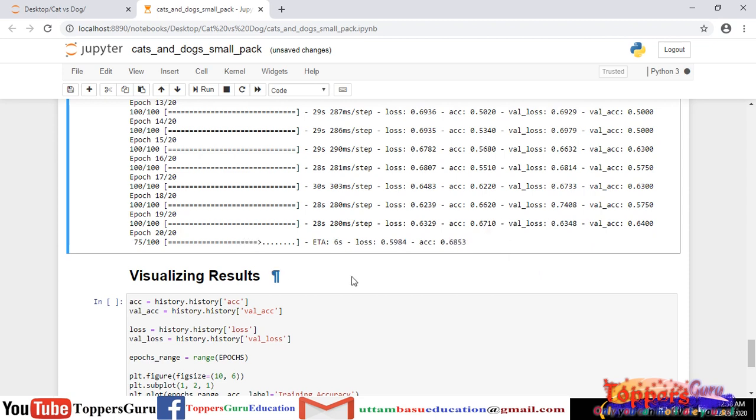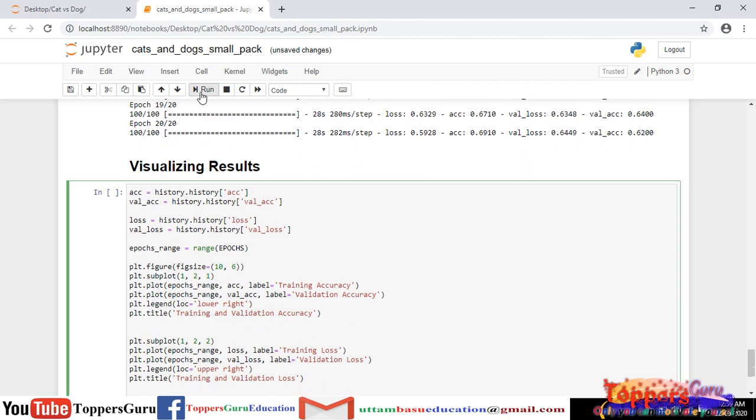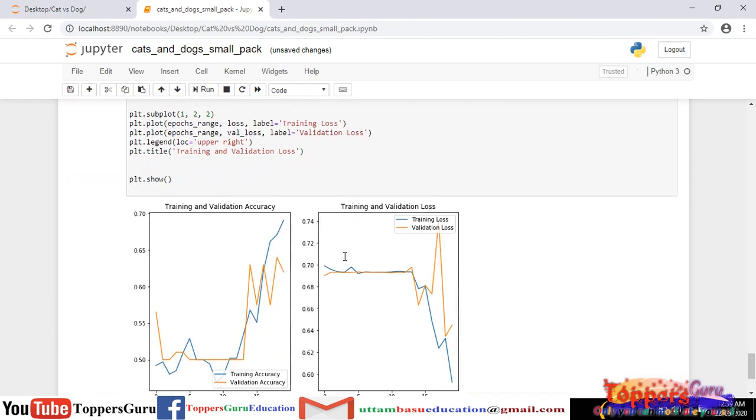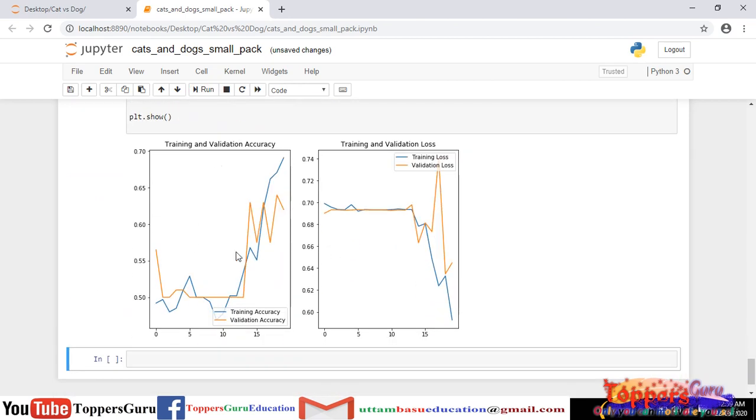Yes, wait for the last one. Yeah, see our output: total accuracy for test is 62%. It is very low, as I told, because our amount of data is very small. Now we will visualize our results. See here, that is our graph.